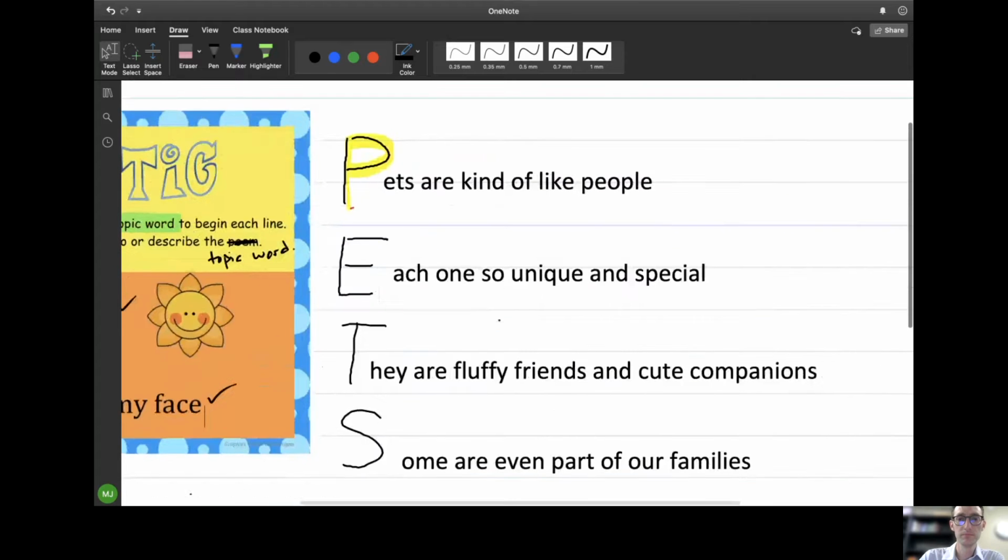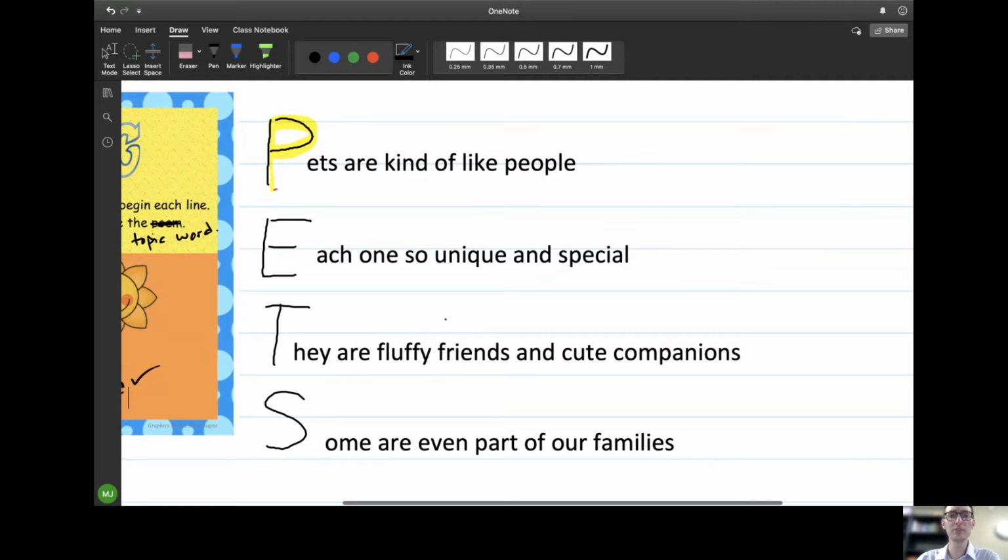So here's an example of an acrostic poem. This one is on pets. Pets are kind of like people. Each one so unique and special. They are fluffy friends and cute companions. Some are even part of our families. So that's a really interesting acrostic poem.